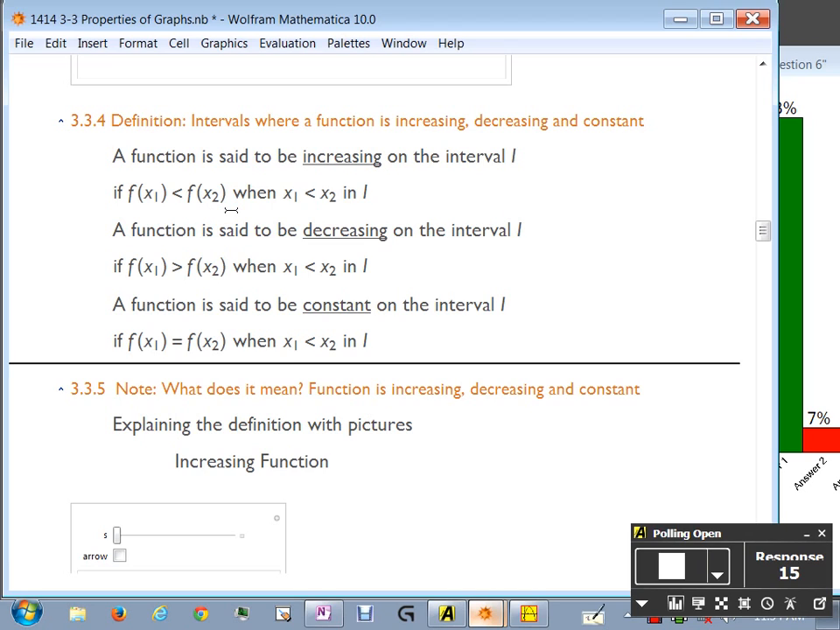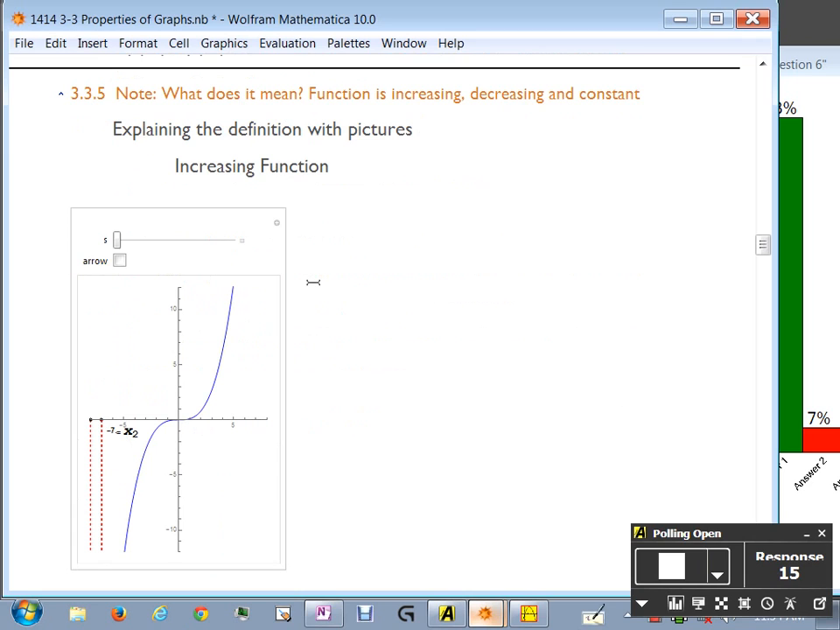A function is said to be increasing on the interval I if f of x sub 1 is less than f of x sub 2 when x sub 1 is less than x sub 2 in the interval I. A function is said to be decreasing, on the other hand, if f of x sub 1 is greater than f of x sub 2 when x sub 1 is less than x sub 2. So let's just get to what it means.